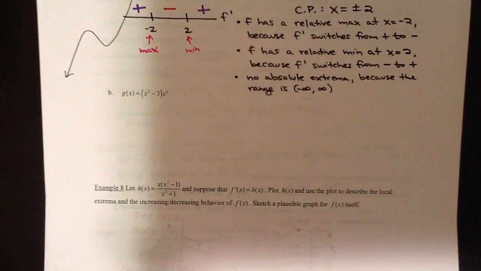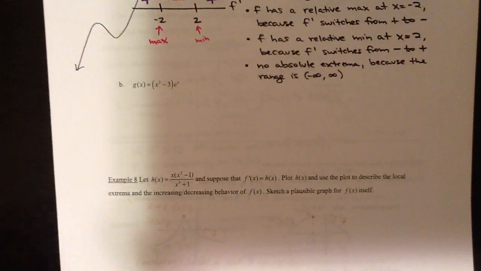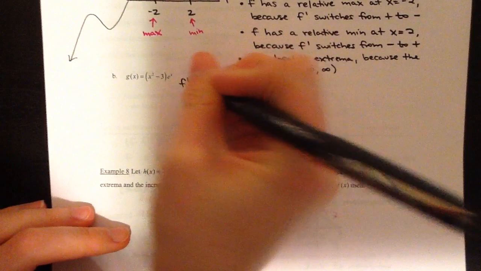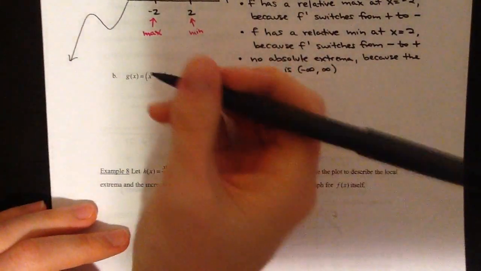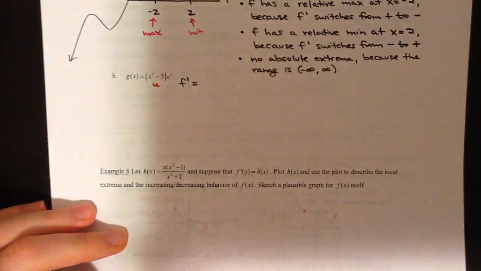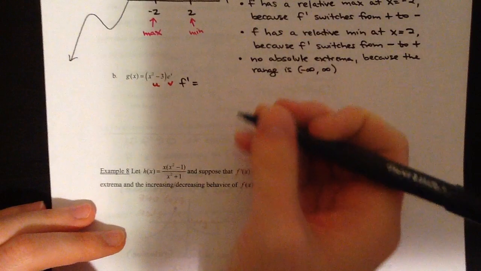Here's my function g of x. First, I start by finding critical points, and the critical points are where my derivative is 0 or undefined. So of course I have to find the derivative first. This is going to require a nice little product rule. So my first function, u, that's x squared minus 3. My second function, v, is e to the x.